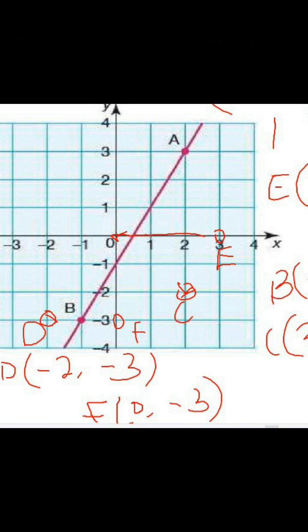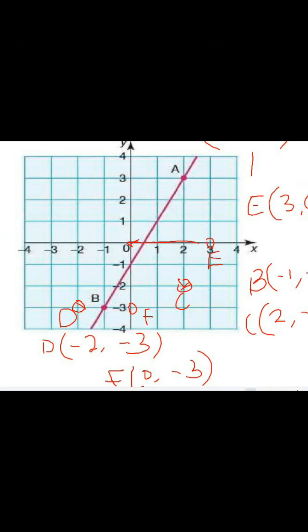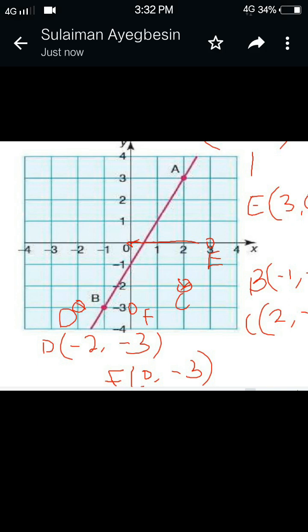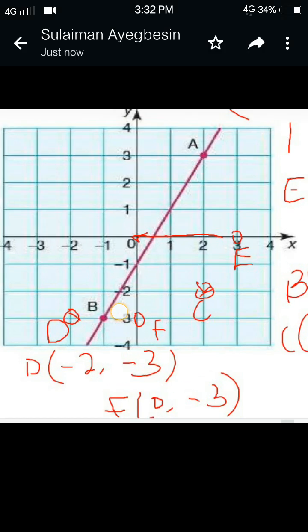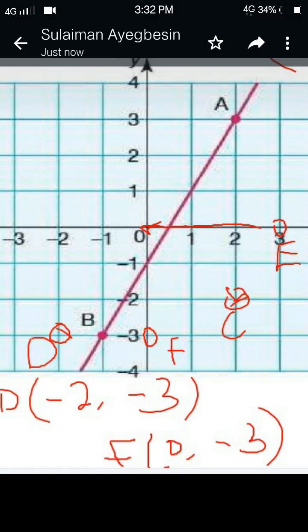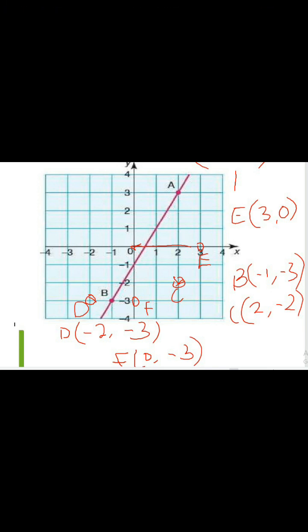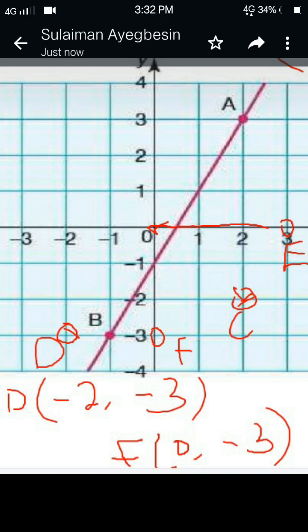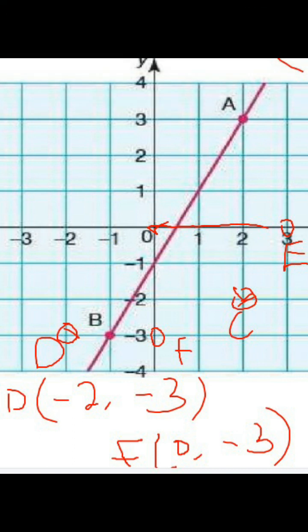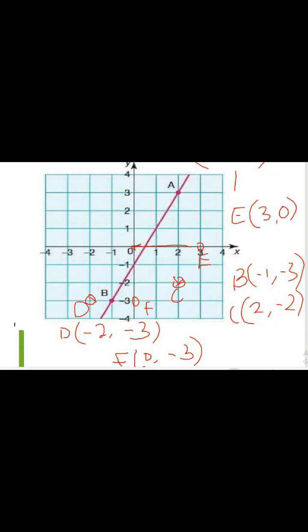So that's for A. Now looking at point B, if you trace point B to the y-axis, it will give you -3, and you trace it to the x-axis. The x-axis is the horizontal axis like this. It will give you -1. So -1 will come first, so that will be -1 comma -3 for point B. So that is why we say B is equal to -1 comma -3.